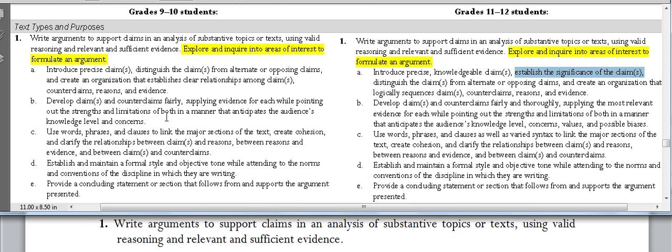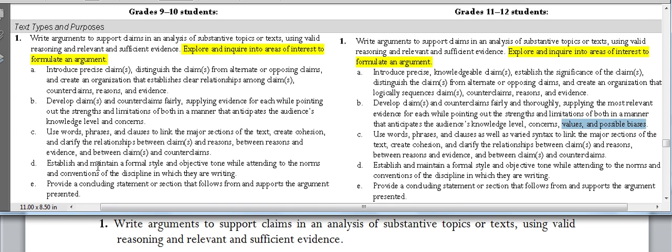B is related to evidence and support, but one thing that is new in the high school grade levels is the students must supply evidence for each while pointing out the strengths and limitations of both in a manner that anticipates the audience's knowledge level and concerns. In 11th and 12th grade, the audience's values and possible biases. So students need to become more aware of the readership, the fact that they're not writing in a void, that people are reading what they're writing.